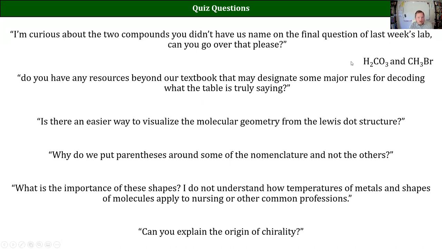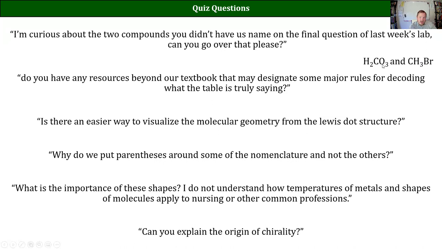So for starters, a nomenclature and lab-related question: there were two compounds you didn't have to come up with a name for at the end of last week's lab. It was H2CO3 and CH3Br. We don't really have a good way for naming compounds like either of those at this point. We could call H2CO3 just hydrogen carbonate, except hydrogen carbonate was its own polyatomic ion that only had one hydrogen attached to it. So it was HCO3 with a -1 charge.